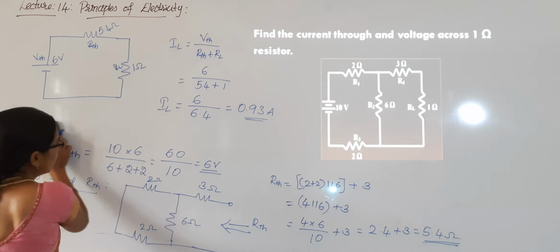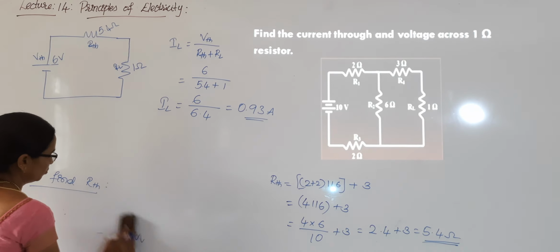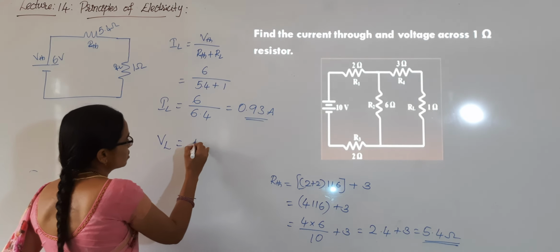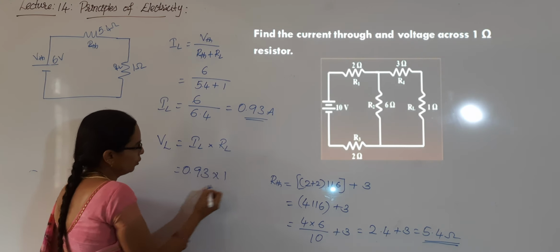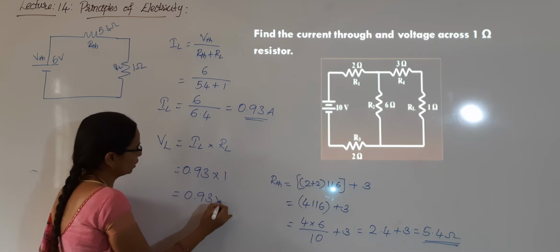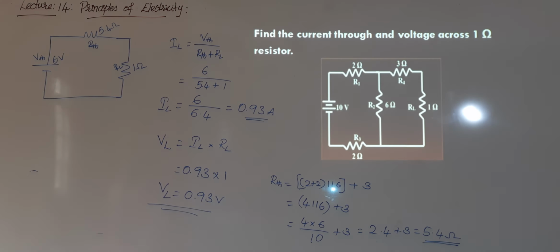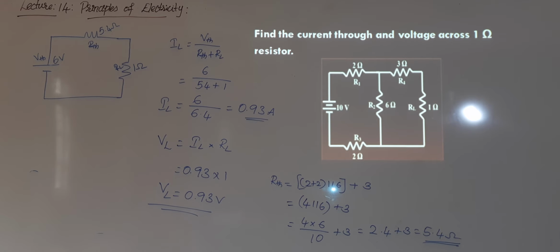And the voltage across load resistance is equal to IL into RL, that is 0.93 into 1 ohm, then 0.93 volt is the voltage across the load resistor. This is how we will simplify the complex network and calculate the voltage across the load resistance and also current through the load resistor.